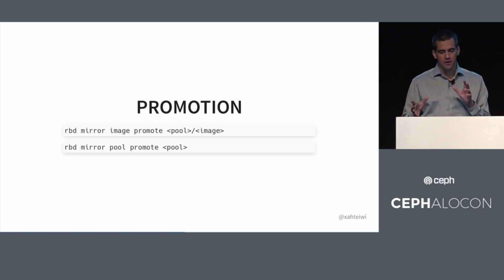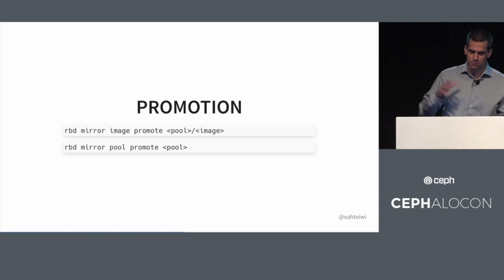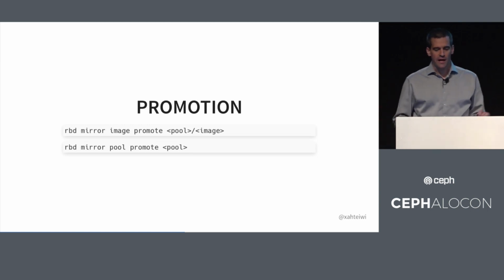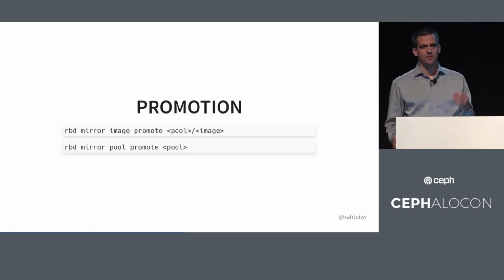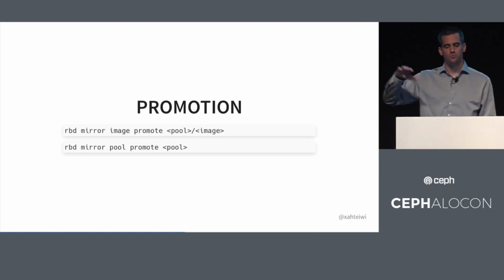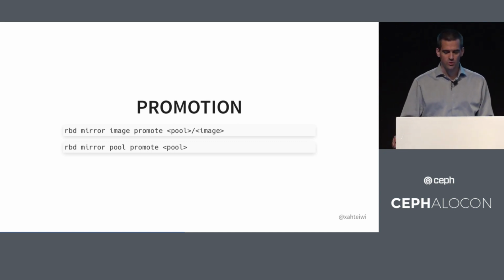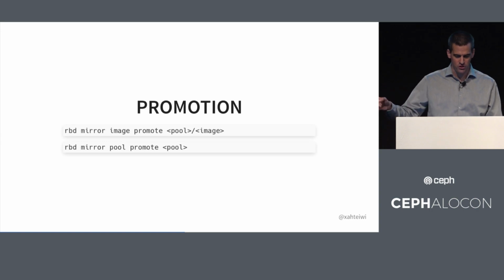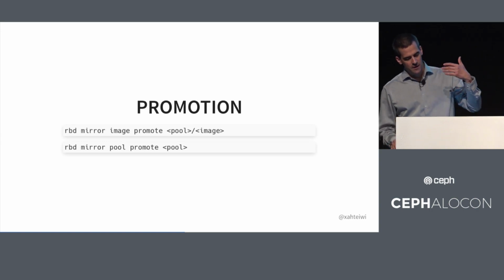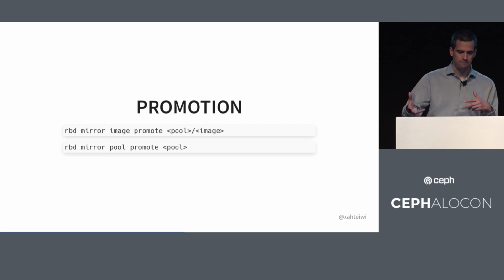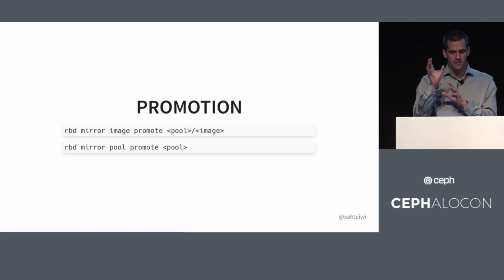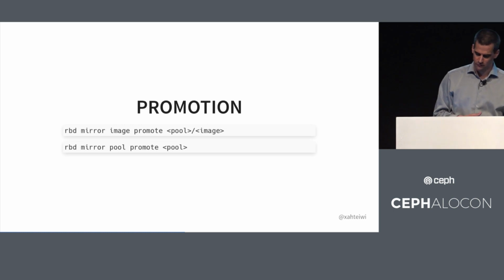Now, an image must be demoted on one side before it can be promoted on the other, obviously, except in the case that its peer is down or unreachable. So something actually knocked out your primary cluster. You now need to promote all of your mirrored images on the other site. In that case, you can force promotion with the --force option. However, in case the peer site subsequently recovers, there is no automated mechanism to reconcile the image content. So you basically have to decide which images you want to resync, and then there's an RBD-mirror image resync for that.